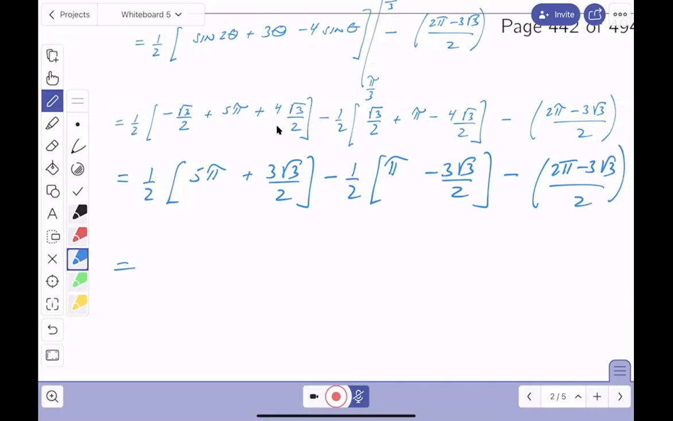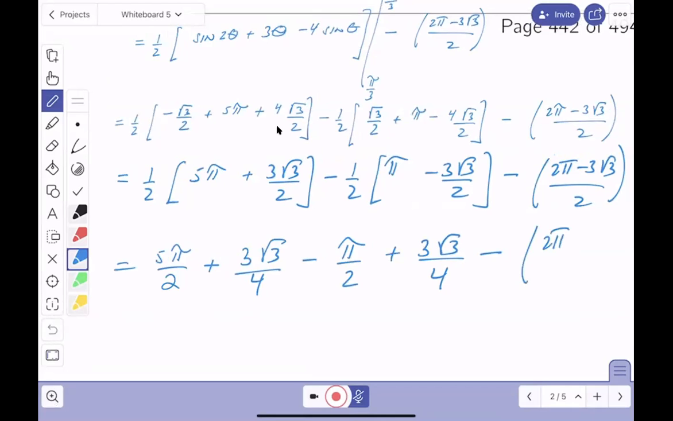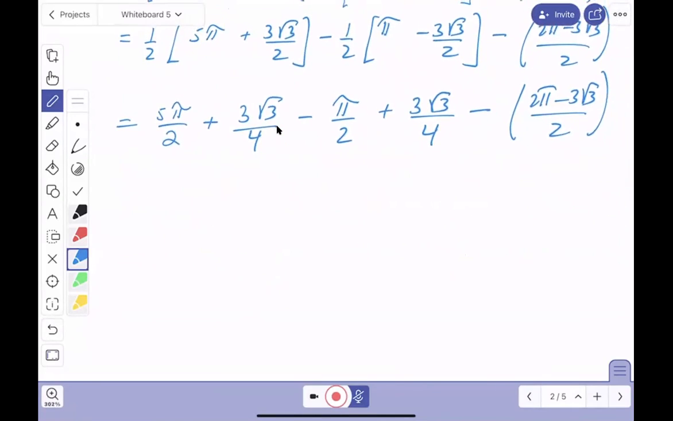Let's see. Let's write this down. 5 pi over 2 plus 3 root 3 over 4 minus pi over 2 plus 3 root 3 over 4 minus this thing. Oh boy, it's really going on, this arithmetic. So let's take a look at it. And we get this and this.